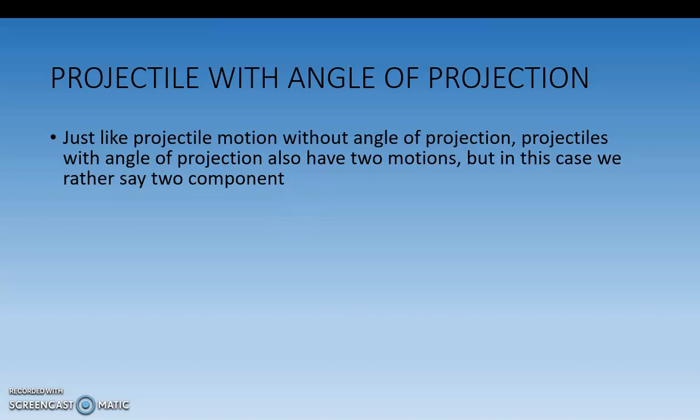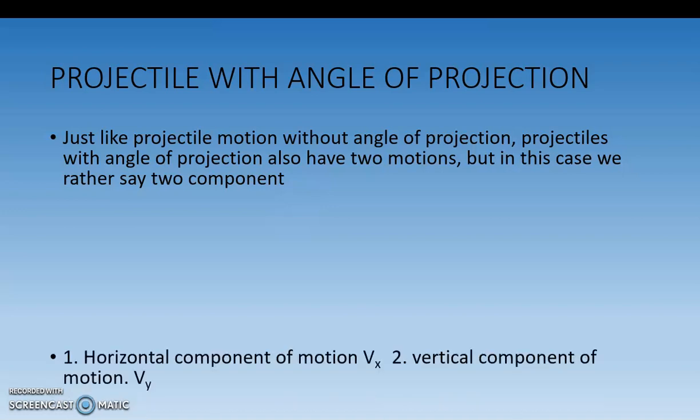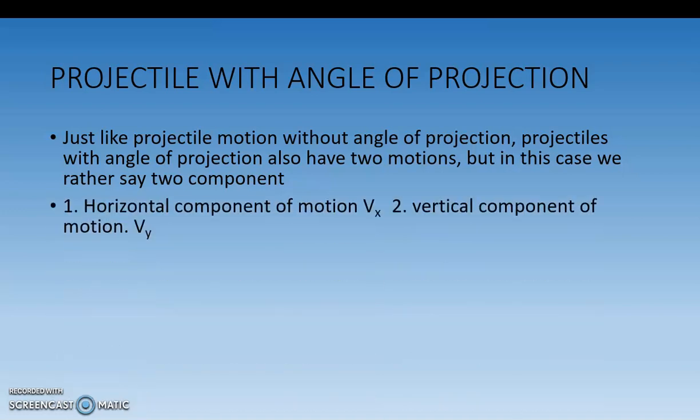Alright, good day everyone. I will be looking at projectile with angle of projection. Just like projectile motion without angle of projection, projectiles with angles of projection also have two motions. But in this case, we rather say two components. In my last video, I talked about the vertical component and the horizontal component. And we said that the horizontal component is Vx and the vertical component is Vy.